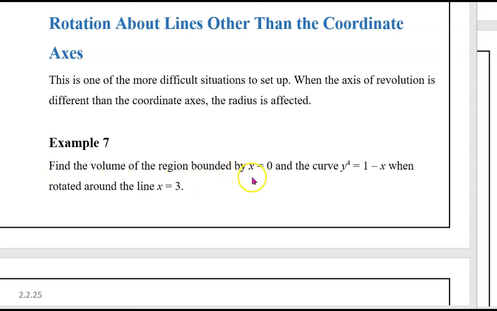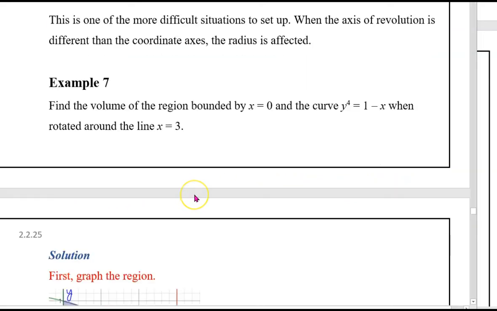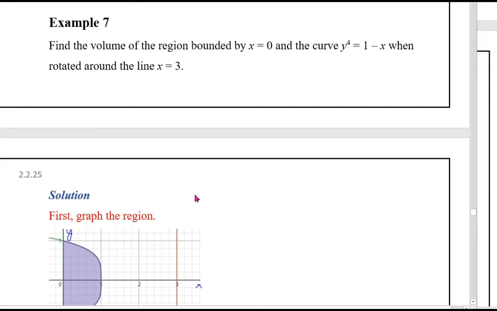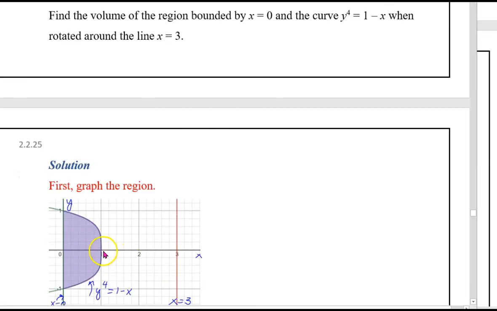Find the volume of the region bounded by x equals 0 and the curve y to the 4th equal 1 minus x when rotated around the line x equal 3. Let's take a look first at what our curve looks like. We are bounded by x equals 0, which is another way of saying the y-axis, and the curve y to the 4th equal 1 minus x. Y to the 4th equal to 1 minus x is a region that looks like this.